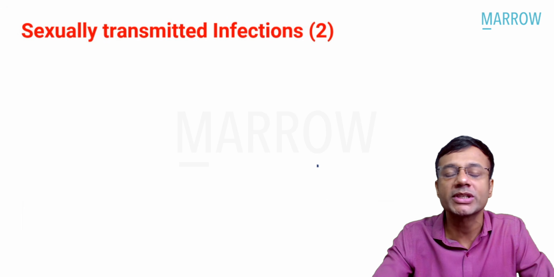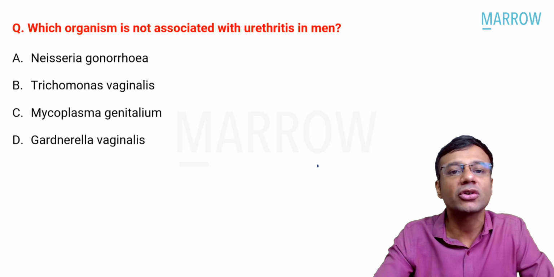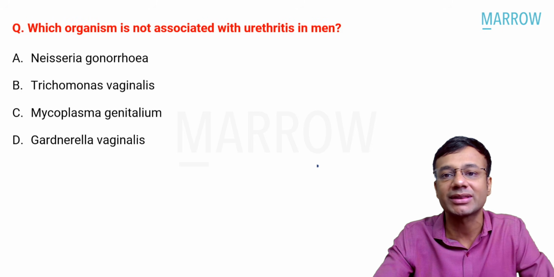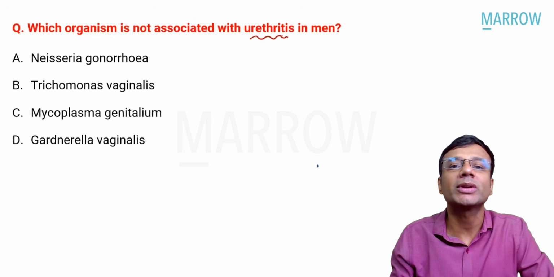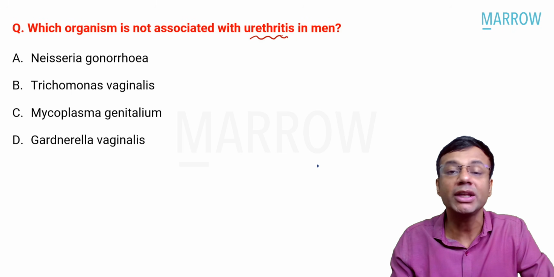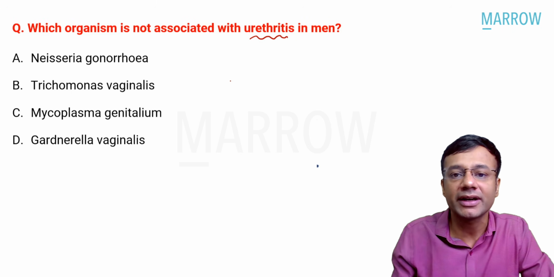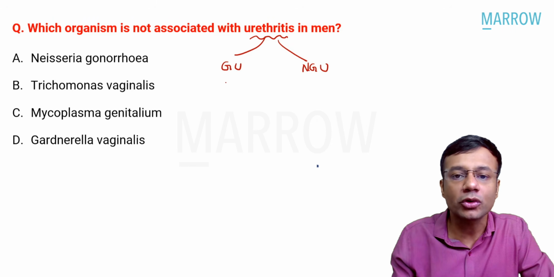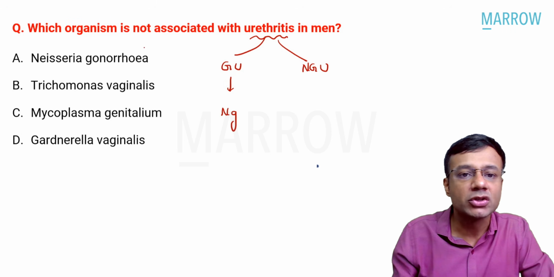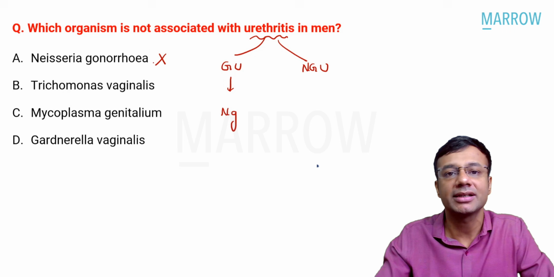We take up the next two questions from sexually transmitted infections, extremely easy this time in the exam. Which organism is not associated with urethritis in men? Now, when you're looking at urethritis, we know urethritis is defined as inflammation of the urethra. And this is broadly divided into gonococcal urethritis and non-gonococcal urethritis. So gonococcal urethritis is produced by Neisseria gonorrhoeae. So option number A cannot be the answer.